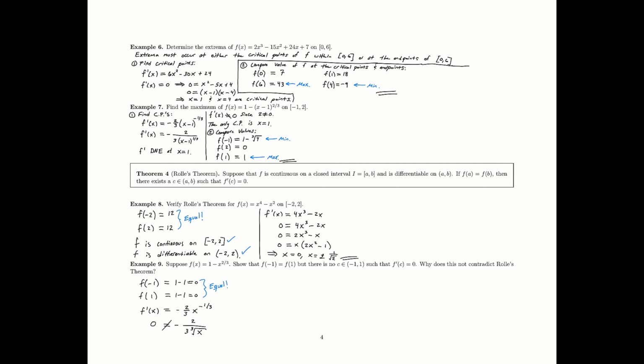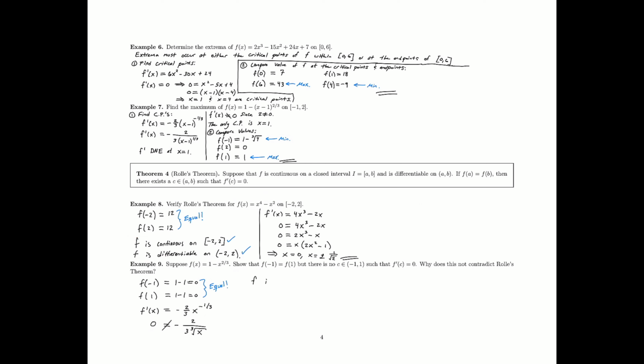So because of this, we've shown everything that the problem told us was going to happen. But the question is, why does this not contradict the theorem? Because we've shown that they're equal, but we can't find a c. Well, we didn't really show that all the hypotheses were true. What are the other two hypotheses that we didn't talk about? We didn't talk about continuity or differentiability.